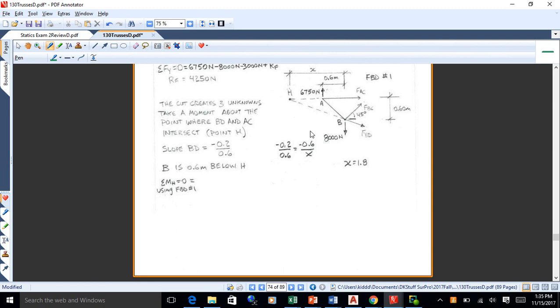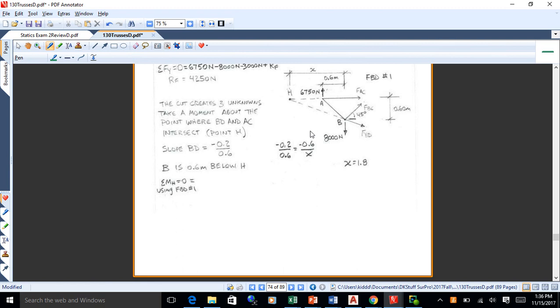So what I'm going to have to do here, if I want to solve this quickly, which I might want to do, is find a point where 2 of the unknowns intersect so I can solve for the 3rd. The point that I would use there would be point H, which is not even on the truss, but that's legal under the laws of physics. I can take moments about any point I want.